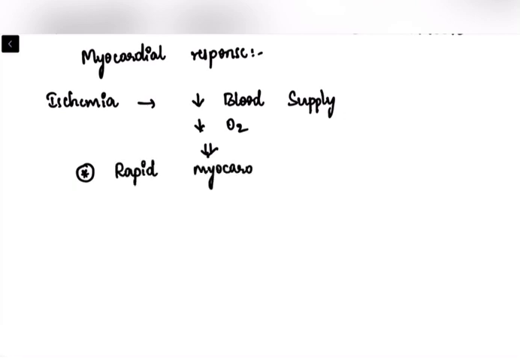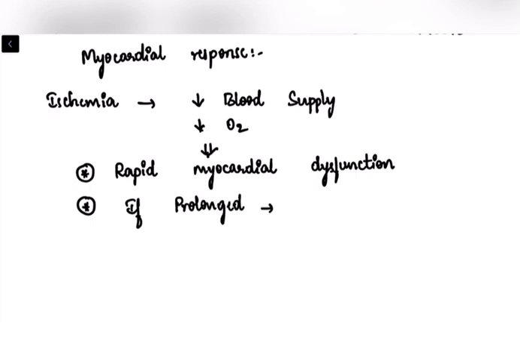What are the responses? Two responses. One is rapid myocardial dysfunction, and the other response, if ischemia is prolonged, is cardiac myocyte death. Myocardial dysfunction is nothing but heart myocyte failure. Heart failure is nothing but failure to pump blood.